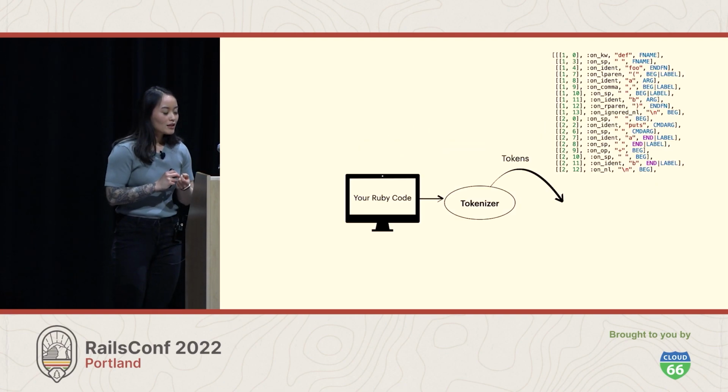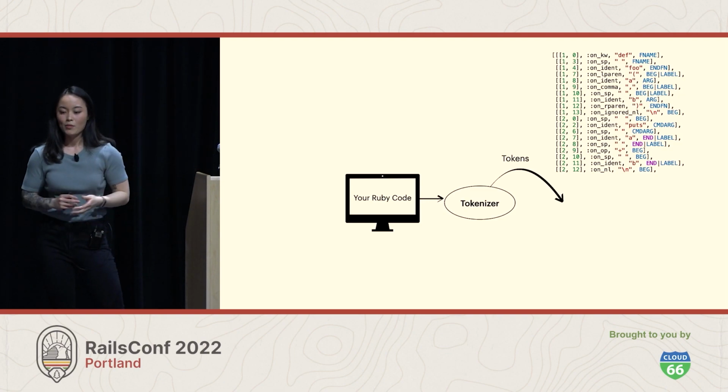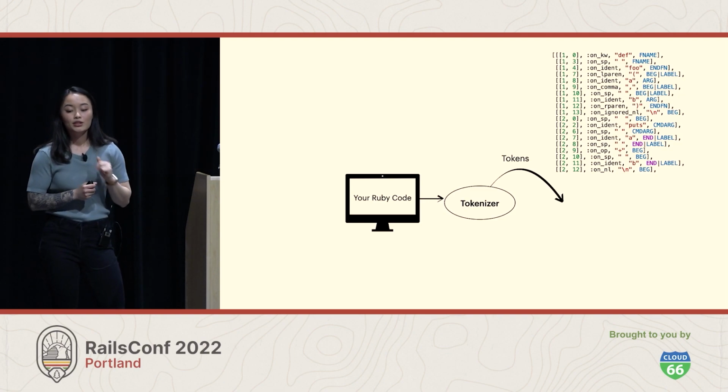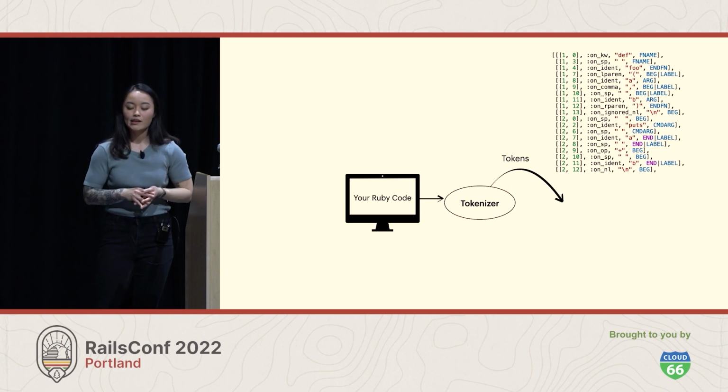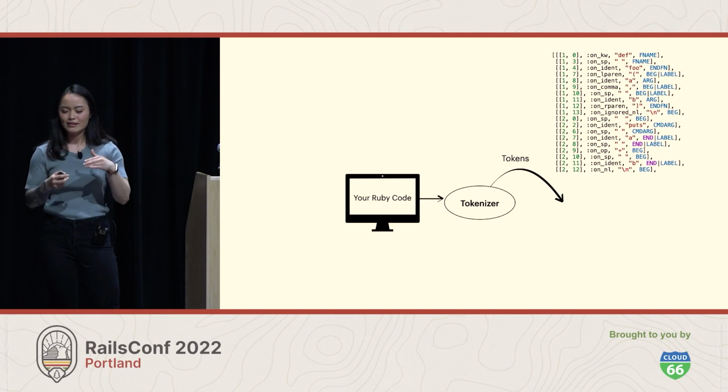All right, so this is the overview. The input to the tokenizer is a bunch of Ruby code. And remember, it's just streams of characters. And then the output is an array of tokens.